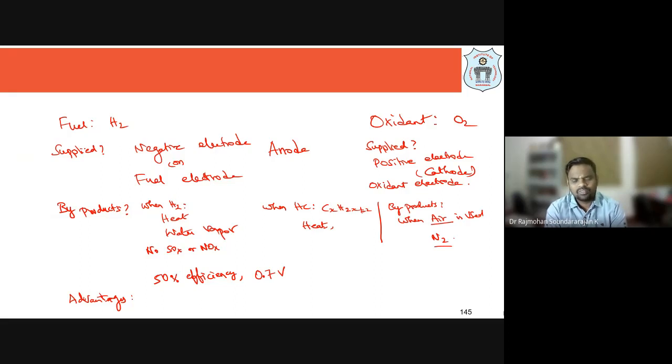And with respect to the efficiency, we are going to discuss the thermodynamics of it later. It is possible to achieve practically 50% efficiency and around 0.7 volt is possible. We know the advantages of these fuel cells. We have discussed in detail about it. It will work silently.